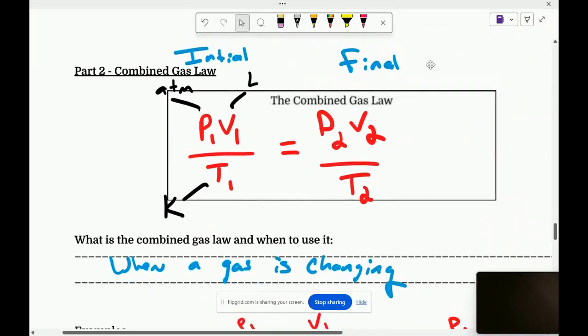Okay, part two. Everybody got part two? Write that down. Okay? P1 is called the combined gas law. P1 V1 over T1 is equal to P2 V2 over T2. P1 V1, write that down, the combined gas law. Initial, final.